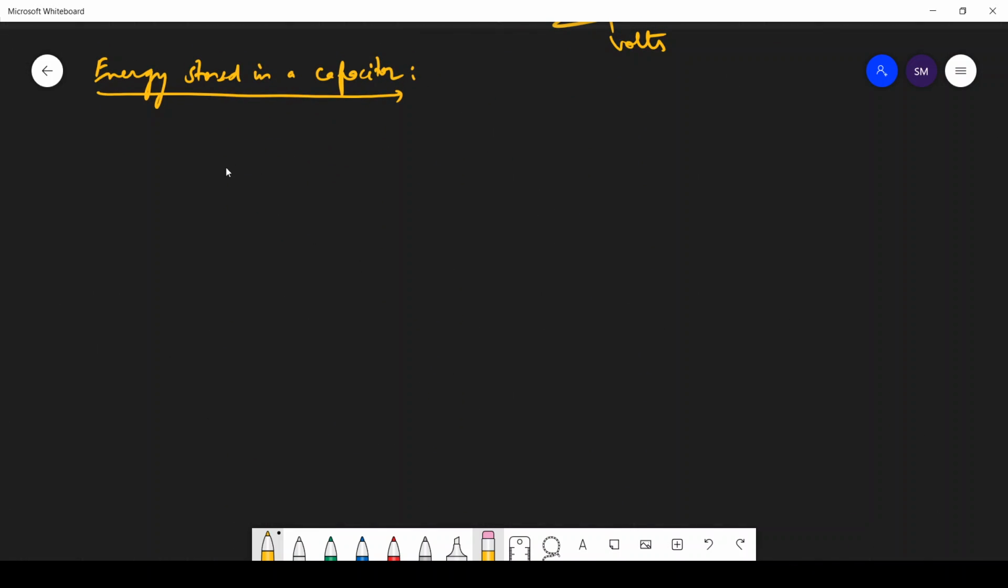So what energy? It's the electric energy that is going to be stored. This is there on page 80 of NCERT. We have seen that a capacitor is a system of two conductors with charges plus Q and minus Q, equal and opposite. And now we want to determine the energy stored in this configuration.